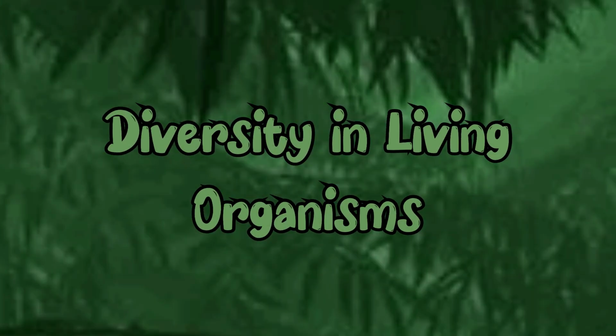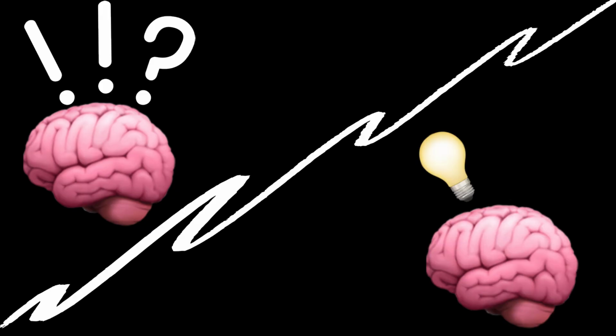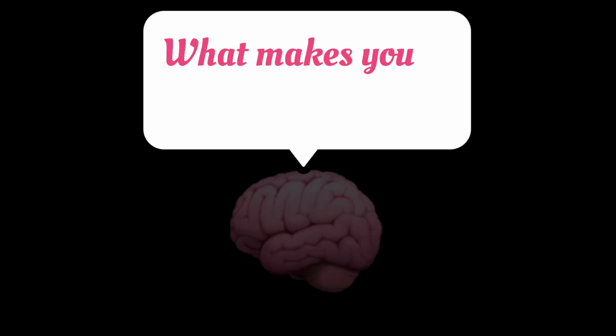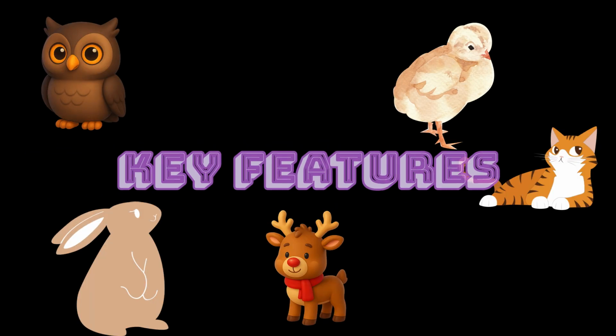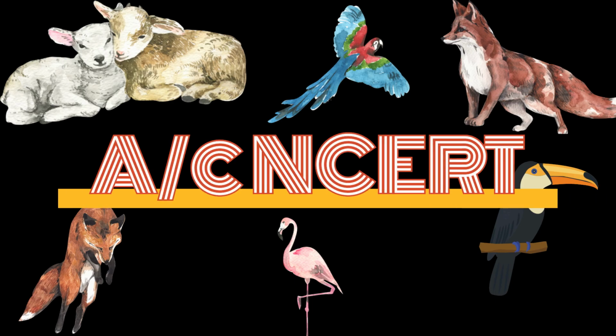Hey everyone, today for Class 9 NCERT Science, we are diving into Chapter 7, Diversity in Living Organisms, specifically Kingdom Animalia. By the end of this video, you will be able to classify animals like a pro for your exams. What makes you an animal? I mean, what are the key features of an animal? According to NCERT, all animals share 4 things.